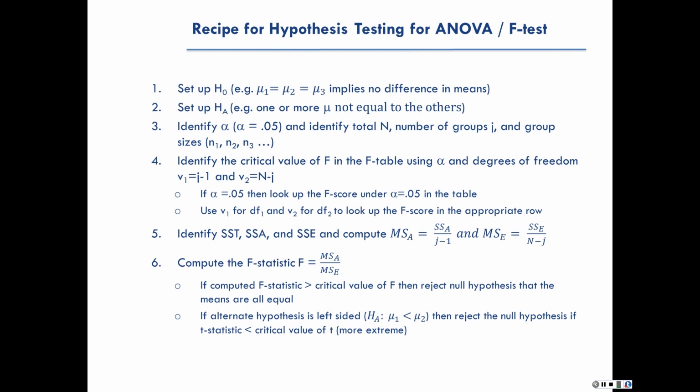Sorry, the last bullet there's a typo. Don't worry about whether the alternate hypothesis is left-sided, because here we're not interested in left or right-sided. We are just simply interested in whether the means are equal or not. So all you care about is whether the F statistic is greater than the critical value of F. If it is, then you reject the null hypothesis that the means are all equal.